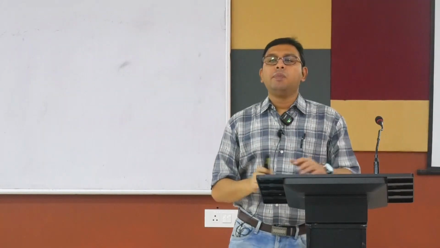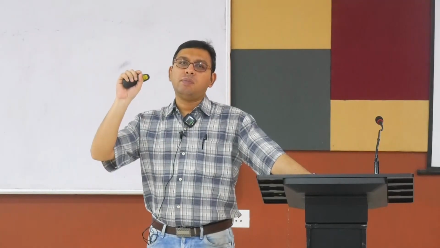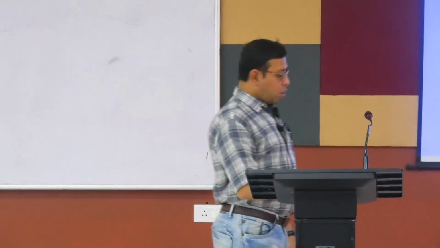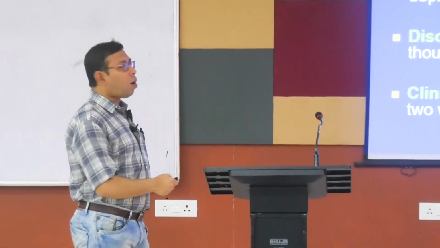Type A and type B, among them the reversible inhibitor of the MAO-A is called moclobemide. So now coming to the slides, depression already I have discussed.